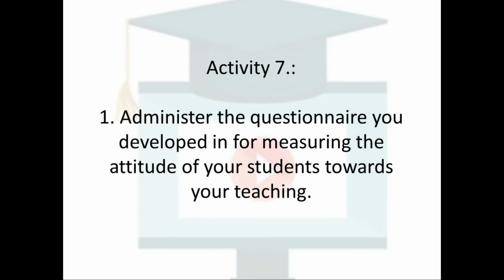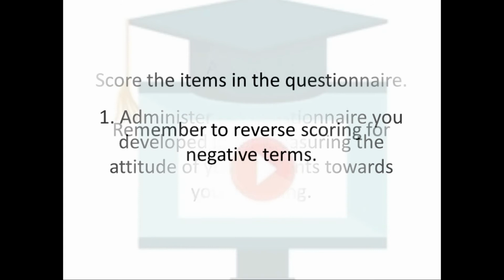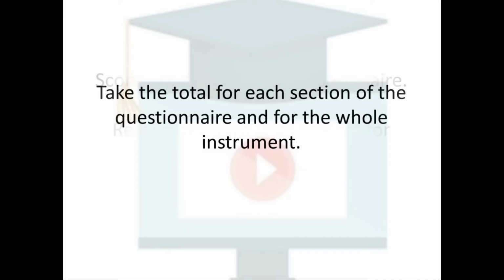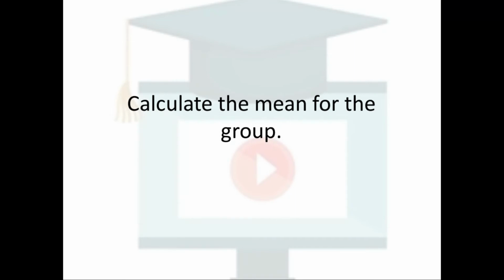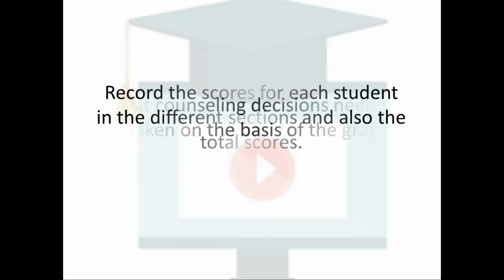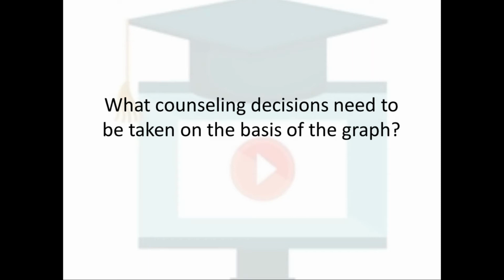1. Administer the questionnaire you developed for measuring the attitude of your students towards your teaching. Score the items in the questionnaire. Remember to reverse scoring for negative terms. Take the total for each section of the questionnaire and for the whole instrument. Calculate the mean for the group. Record the scores for each student in the different sections and also the total scores. What counseling decisions need to be taken on the basis of the graph?